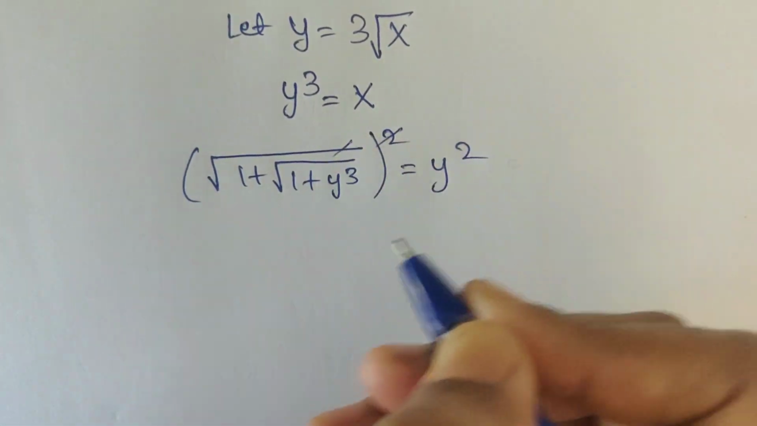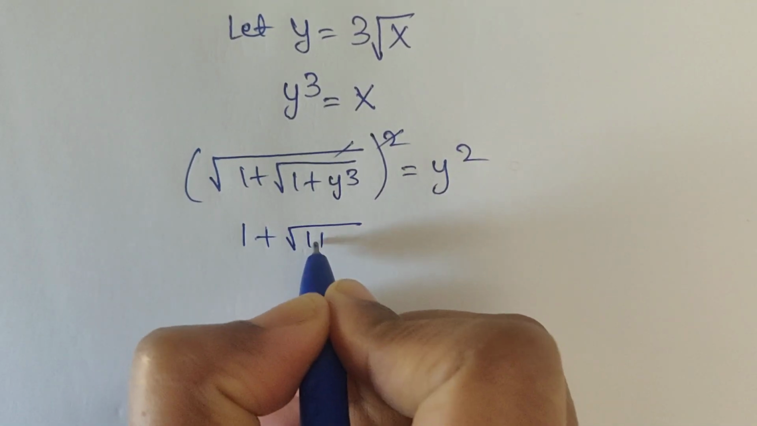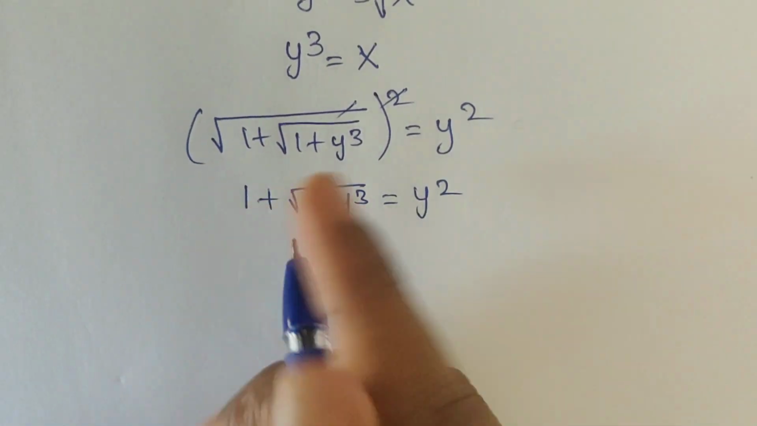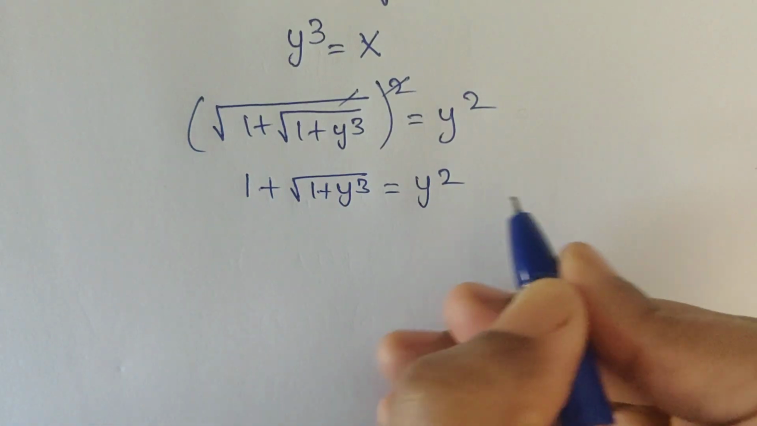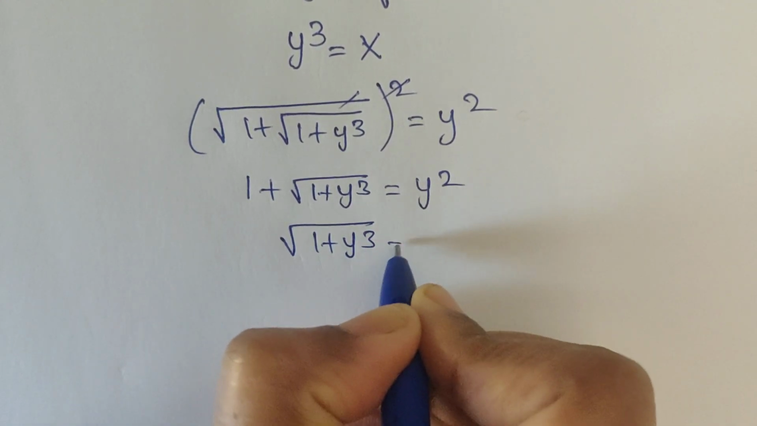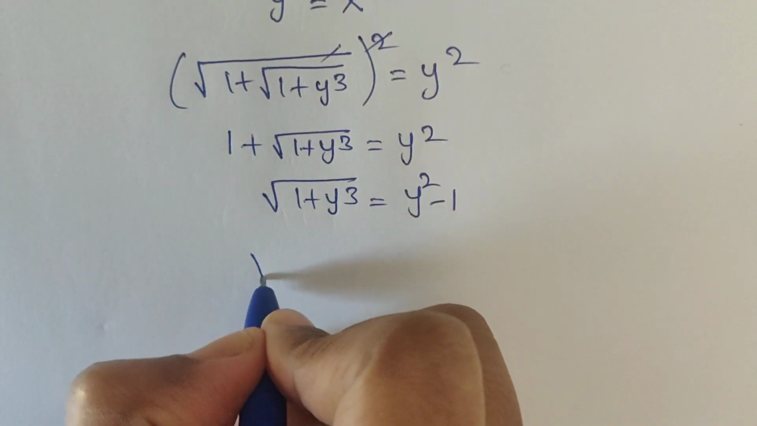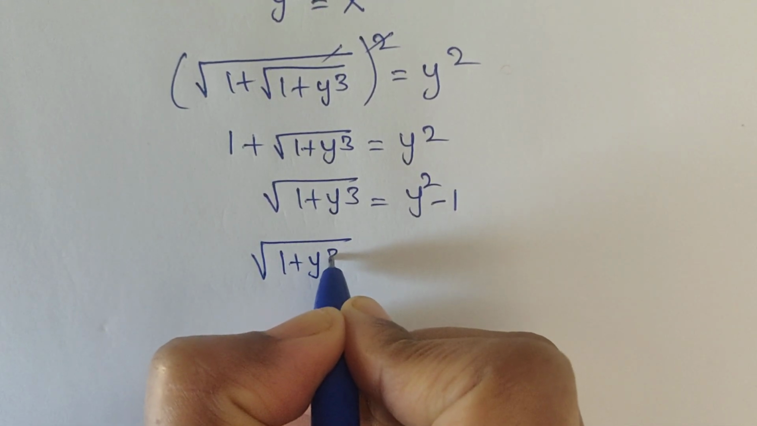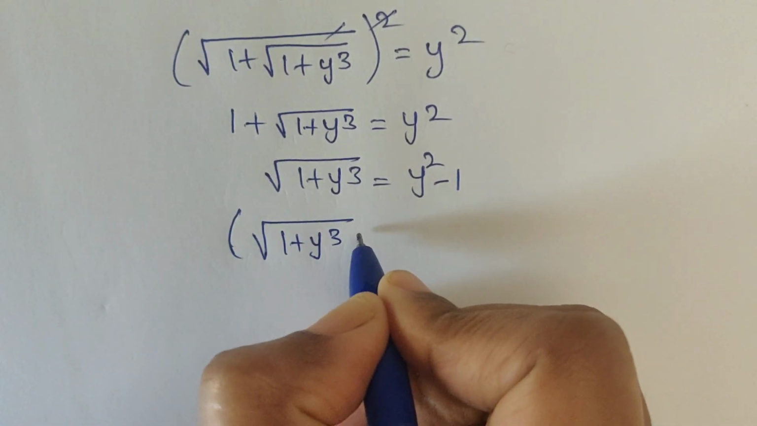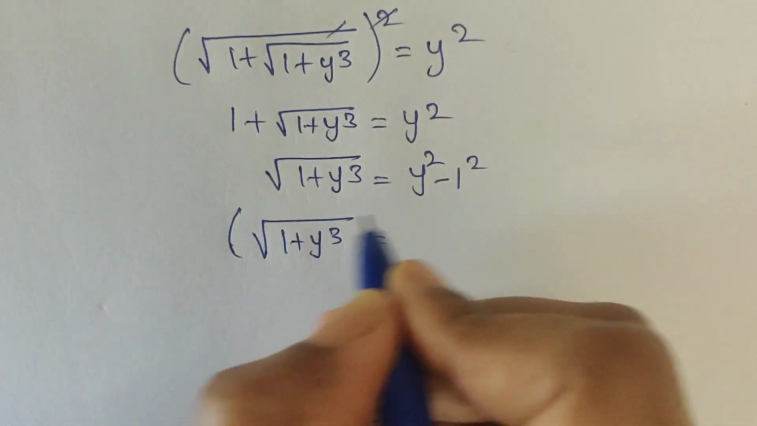So here the square root gets cancelled. Now it will be 1 plus square root of 1 plus y cube is equal to y square. So move this term to the right side. Now it will be square root of 1 plus y cube is equal to y square minus 1. So here we can write this 1 as 1 square.